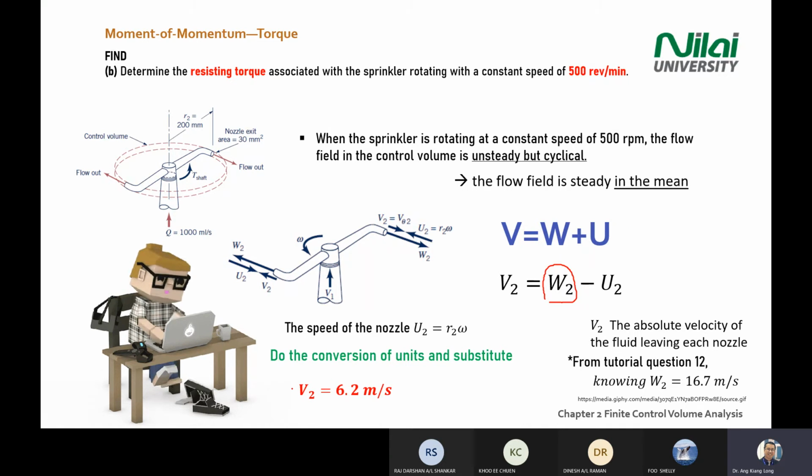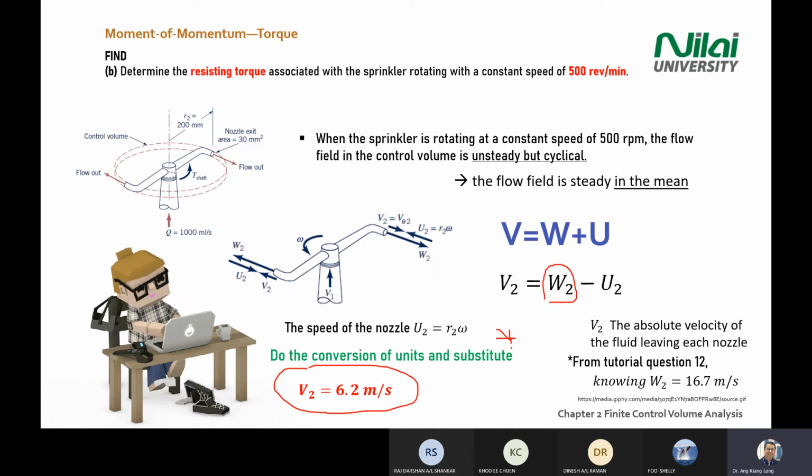So you substitute, you get what is your V2. V2 is 6.2. Just be careful on the conversion of unit. I'm not going to show you the detailed calculation, but just to check your final answer, you'll get V2 equal to 6.2 meter per second.